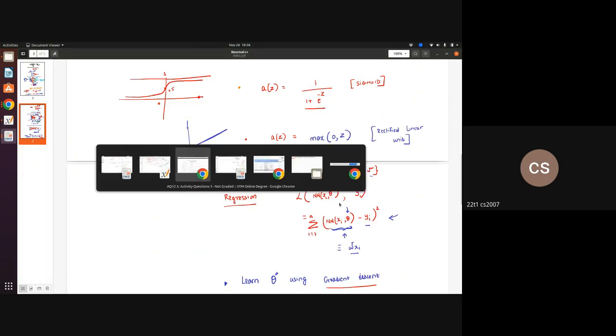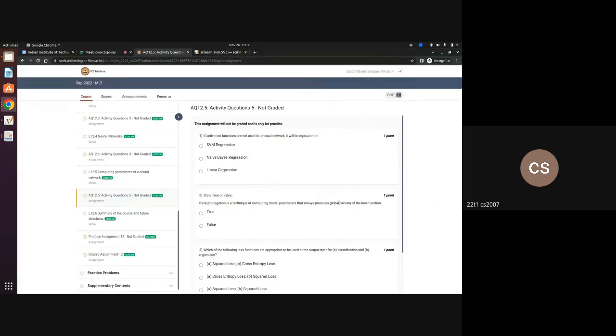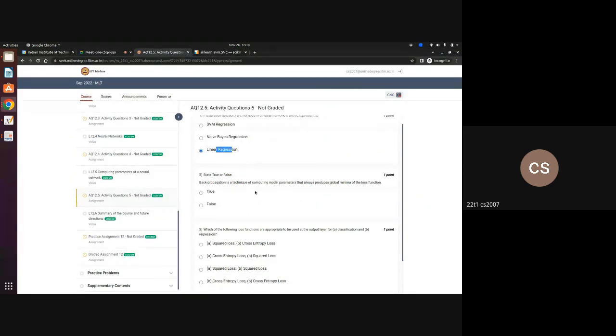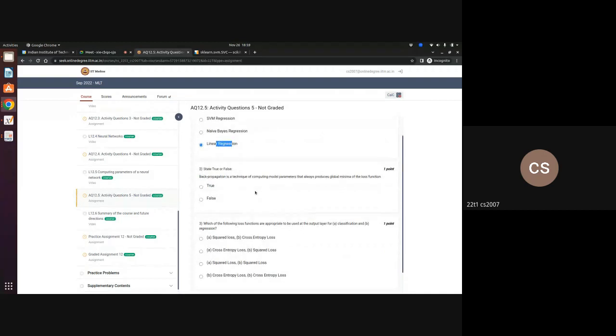So if activation functions are not used, then it is equivalent to a linear regression. A complicated linear regression is what you can say, which will be of no use. Rather, you can use simple linear regression.